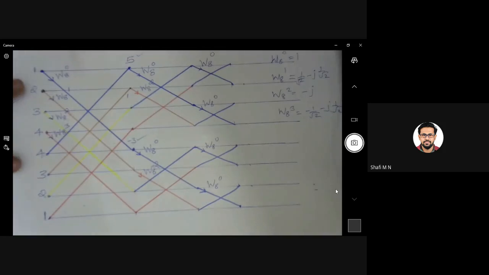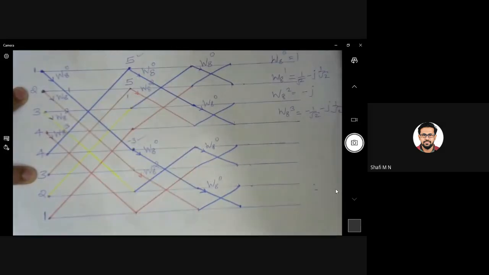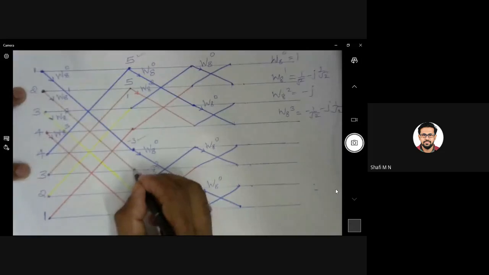Now move to the next butterfly, that is this one, the brown butterfly. So 2 and 3 are the inputs. So 2 plus 3, 5 will be the upper output, right? Now let's find the lower one that comes over here. So that will be 2 minus 3. What is 2 minus 3? Minus 1.